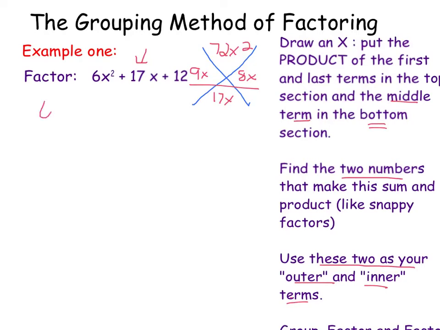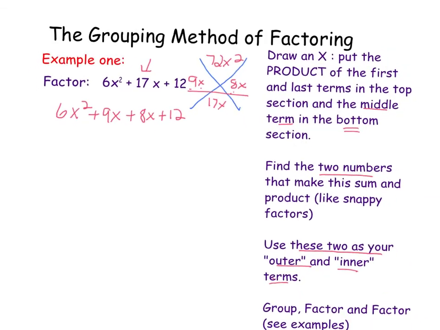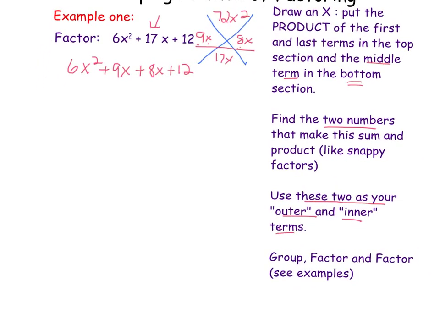So we're going to rewrite our first term, 6x squared. We're going to use the outer and the inner. And in this case, I'm going to put the 9x with the 6x because it looks like there's more that I can factor out because they have a 3 in common. And I'm going to put my 8x with the 12. So now, after I use these two terms as my outer and my inner, I'm going to group factor.